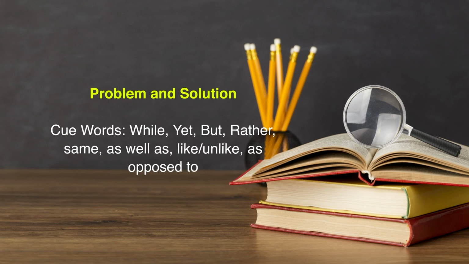The third pattern could be problem and solution, and the keywords could be while, yet, but, rather, same, as well as, like, unlike, as opposed to, etc. While we as teachers develop in our students a sensitivity towards the structure of the texts, we should also make students understand that a text does not normally follow the same structure throughout.